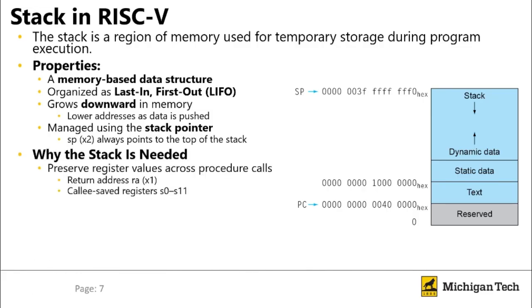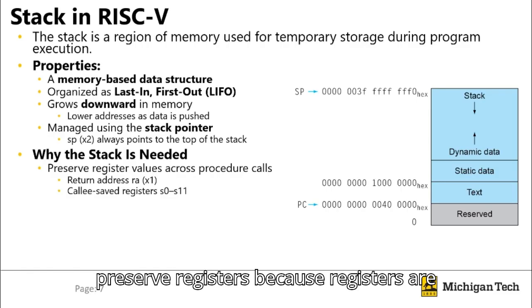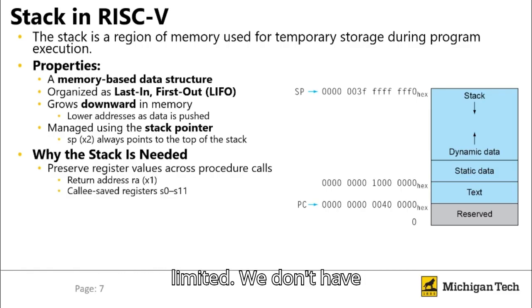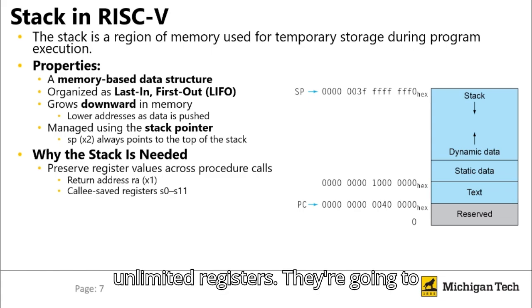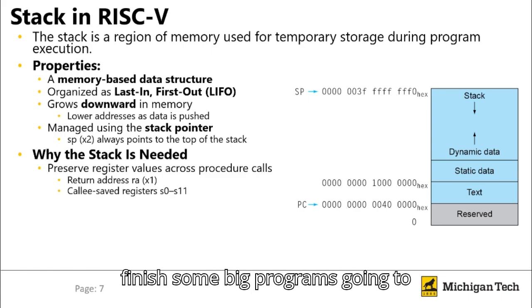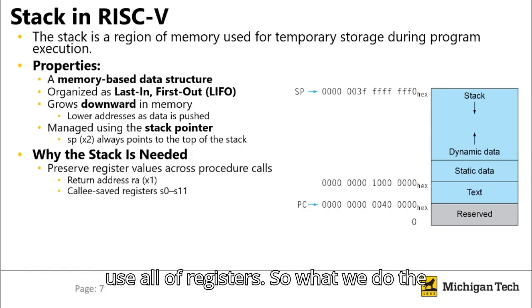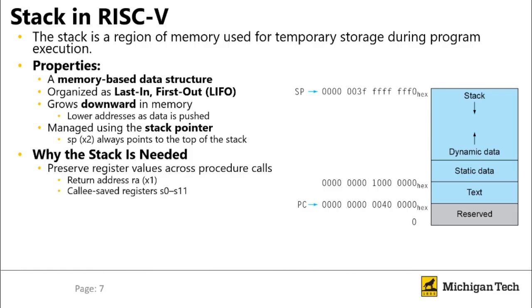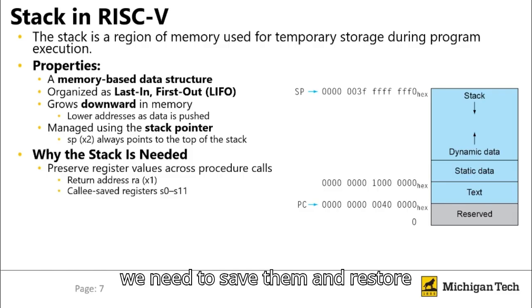So a stack kind of preserves register values when you go to procedures. So you can preserve registers because registers are limited. We don't have unlimited registers. They're going to finish. Some big program is going to use all of the registers. So what we do with the rest, if we have procedure calls, is we need to save them and restore them. Where? In memory. Which part? A stack is the best area to do that.